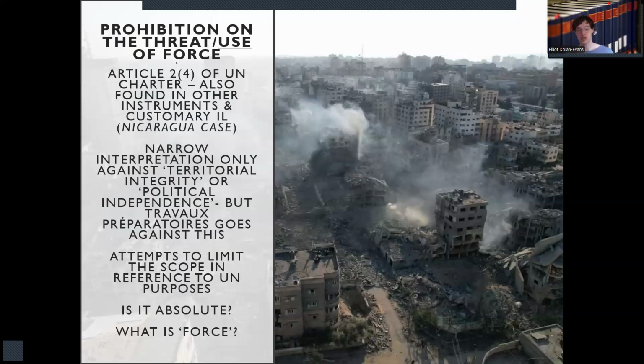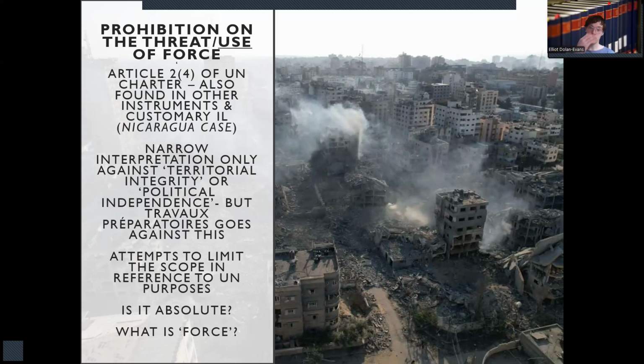So Article 2, subsection 4 omits qualifications as to what the force is. So, what does force mean? That is the intended target of the prohibition. And the UN Charter is silent on this point. Other instruments adopted within the UN also don't offer any kind of direct assistance in this regard. And generally, we might think of force as being any kind of power, violence, or pressure directed against a person or thing.